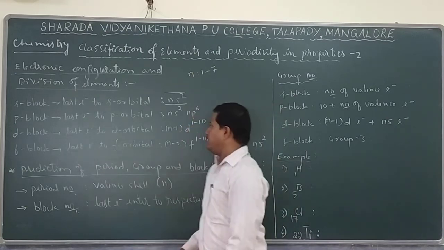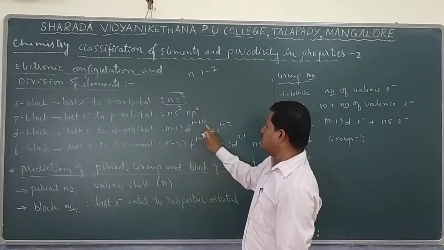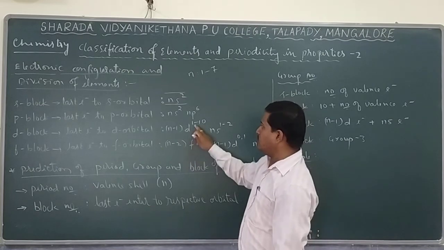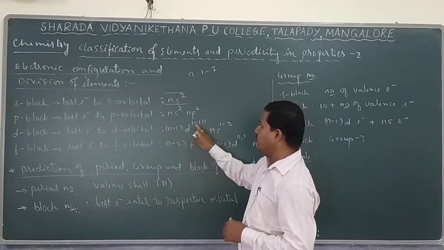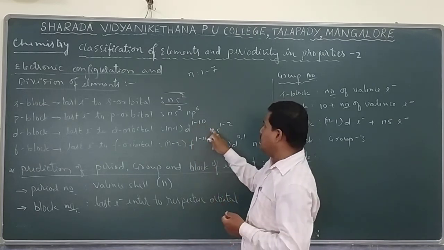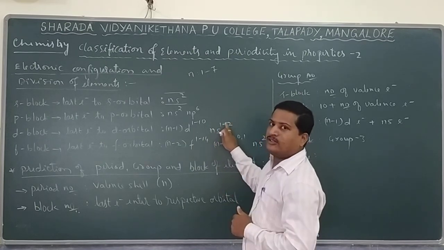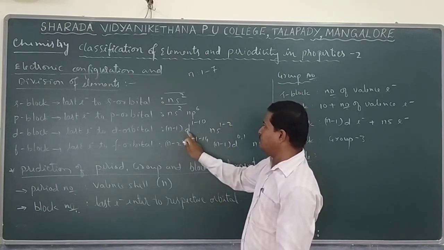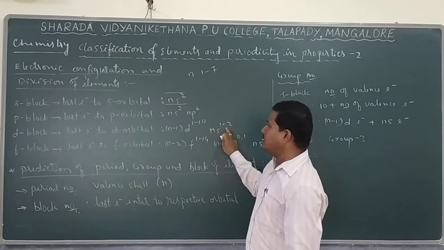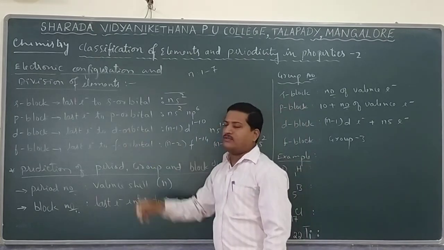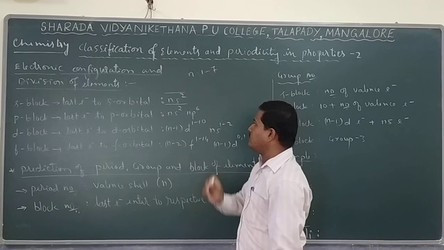And for a d block element, it is (n minus 1)d1 to 10, ns1 to 2. So it can accommodate 1 electron in d or all 10 electrons, and also in ns it may accommodate 1 electron or 2 electrons. So (n minus 1)d1 to 10, ns1 to 2 is the general electronic configuration for a d block element.